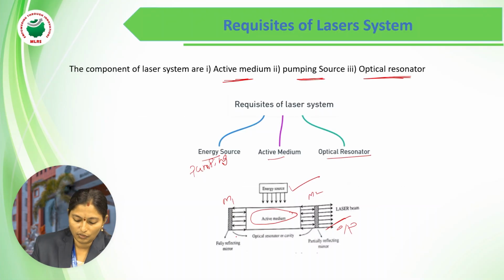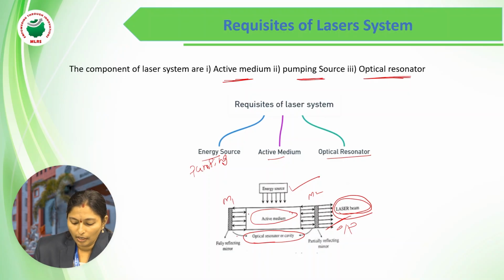If you see here, this one is M1 and this one is M2. And we are getting the output from the partially transparent mirror. If you see here, laser beam. Okay, so our active medium is in between the M1 and M2. This M1 and M2 we are going to call an optical resonator or optical cavity.